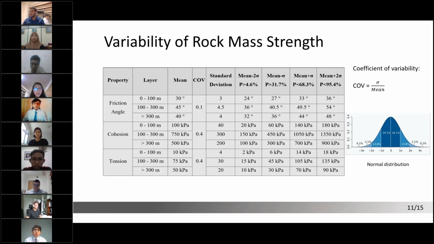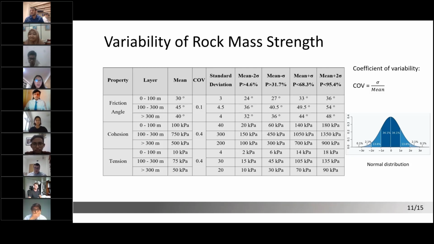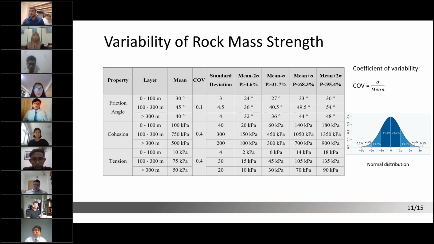slides, we calculated the standard deviation for friction, cohesion, and tension at each layer. Based on the normal distribution, there is about a 36.6% possibility that the values locate between the mean minus standard deviation to mean plus standard deviation. And there is about a 90.8% possibility that values locate between the mean minus double standard deviation to the mean plus double standard deviation. And the values calculated by this method are used for the sensitivity analysis.